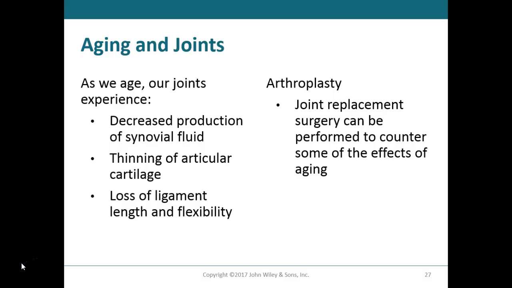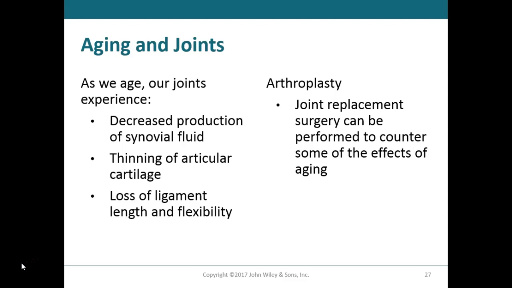All right, and then there's aging. As we age, we tend to lose synovial fluid in the joints. In addition to that, the articular cartilage becomes thinner. The ligaments shorten and lose some of their flexibility. The effects of aging on the joints can be determined by genetic factors, but also by wear and tear, how much we use those joints. So this varies from person to person.